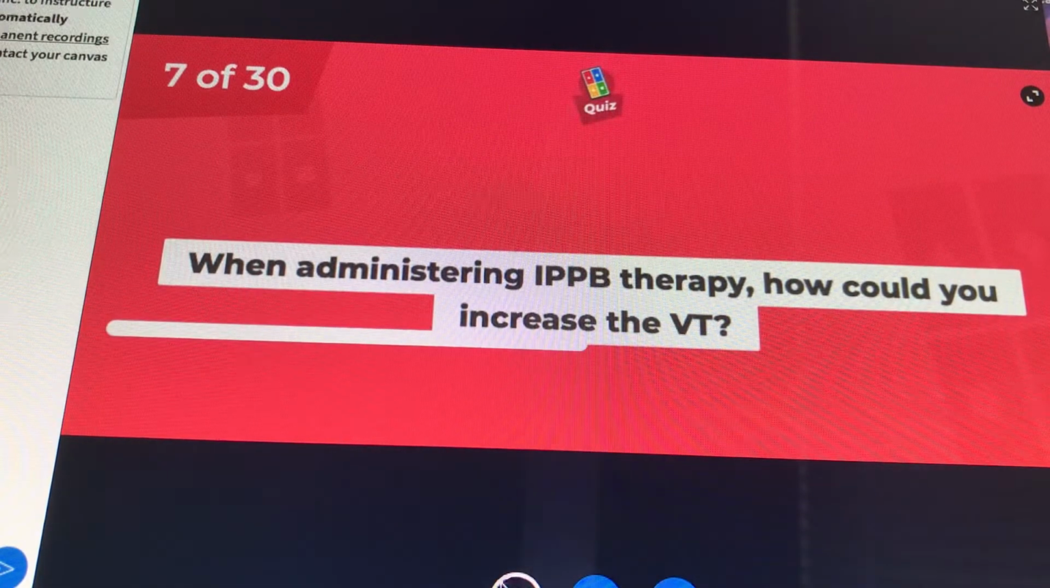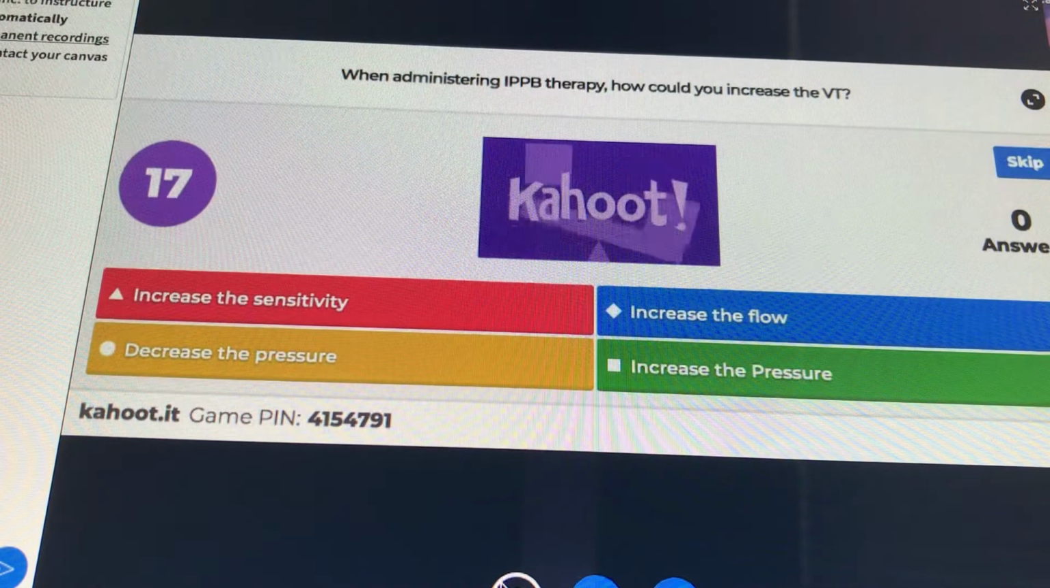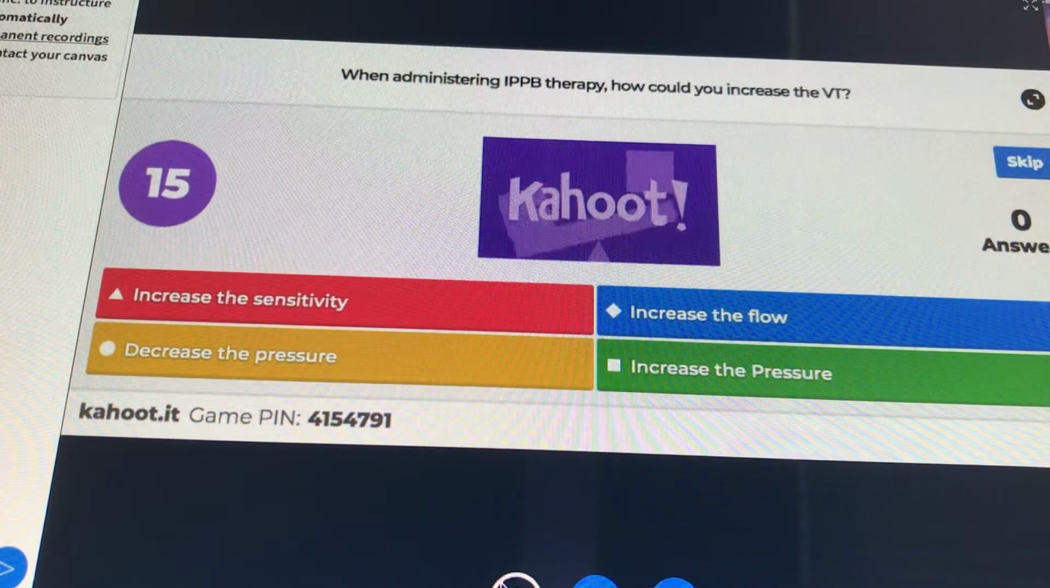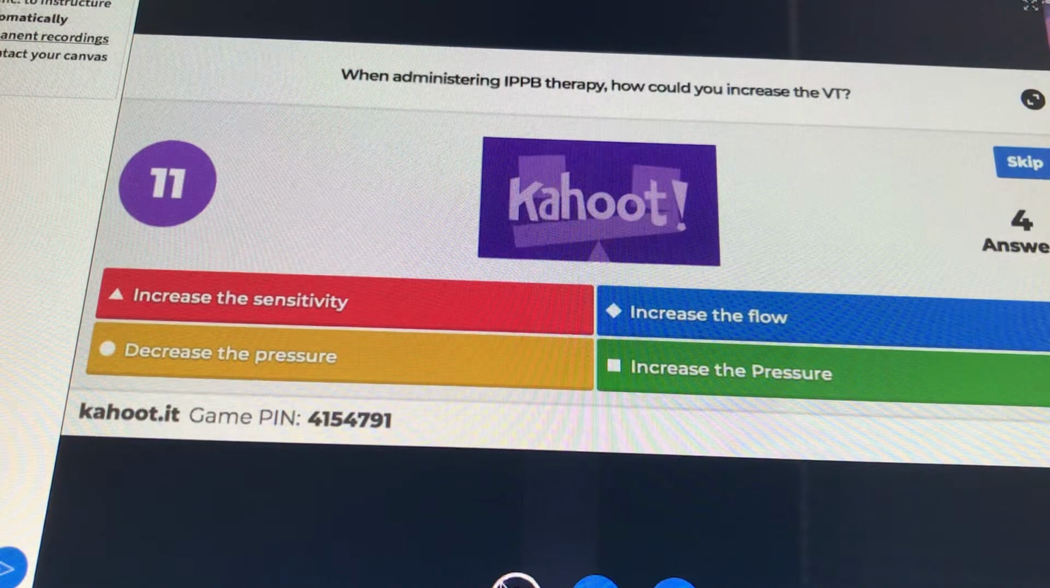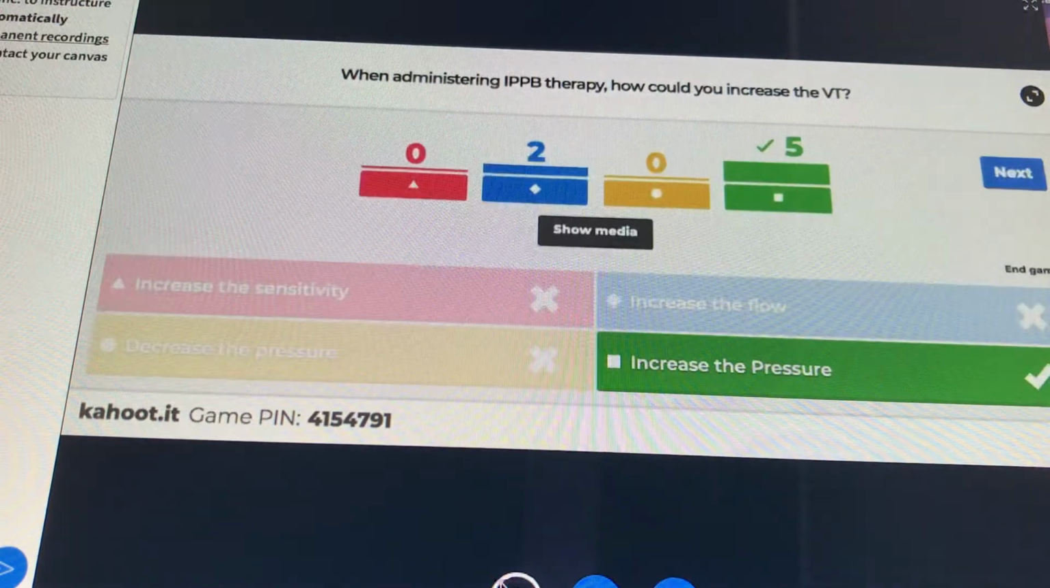Okay, when administering IPPV therapy, how could you increase the tidal volume? By increasing the pressure. Remember, if you increase pressure, you increase volume. If you decrease pressure, you decrease volume.